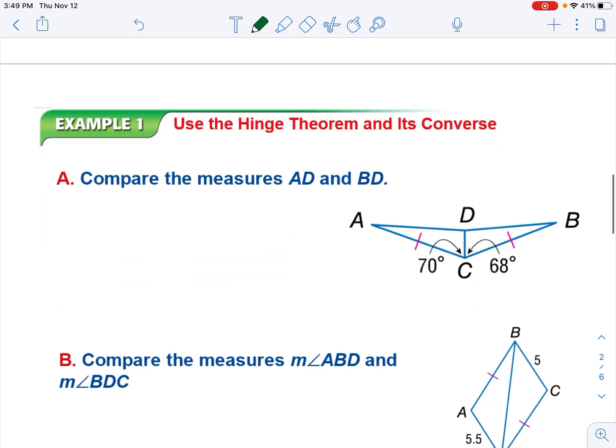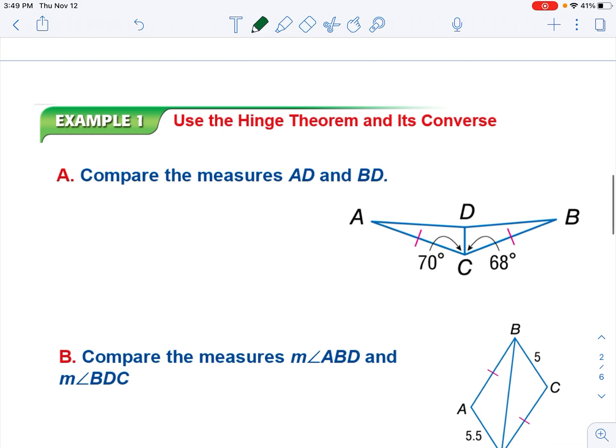So let's try some. Compare the measures of AD and BD given these angles. Notice we have to make sure that we have congruences. We have two sides congruent. And then we have that reflexive third side making these included angles, which is perfect. That's what we need.